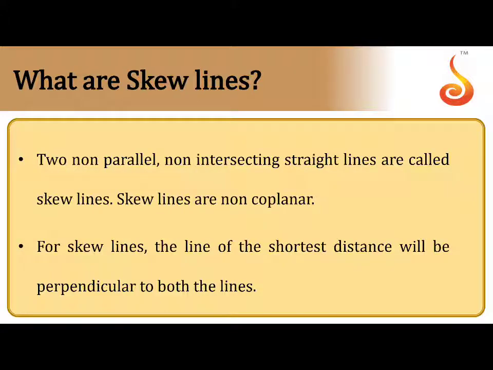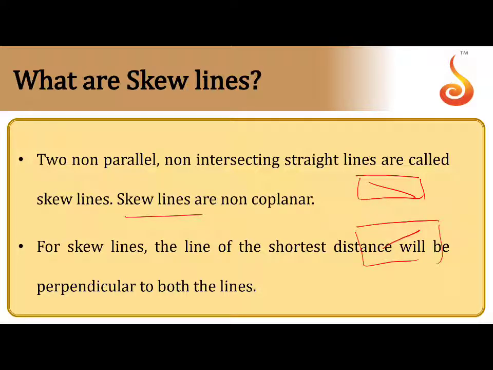Skew lines and how to find the distance between the two skew lines. That is our job. So two non-parallel, non-intersecting straight lines are called skew lines. Skew lines are non-coplanar.